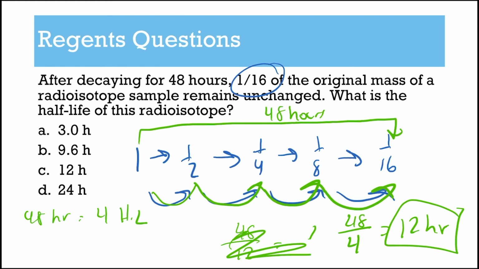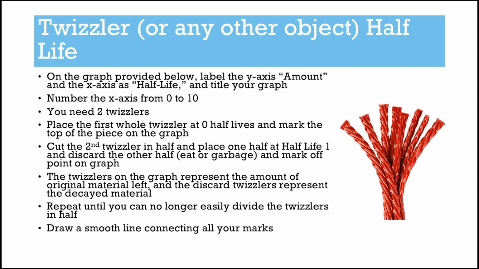Now, this is it for today. I do want to mention this optional activity should you want to try it. So the second sheet of this note sheet in the document says the half-life of a Twizzler. In class, we would have actually played with Twizzlers and you could have eaten them, but whatever. If you have a Twizzler at home or any other object you can rip in half, you can try this. So there is a graph on the bottom of that second sheet, and this walks you through what you need to do.